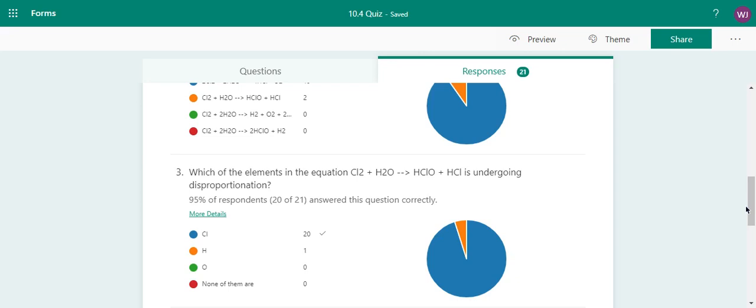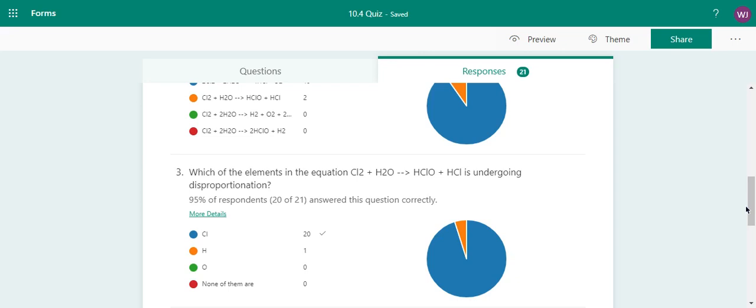So the chlorine on the left-hand side has got a 0 oxidation state. On the right-hand side in the HClO, the oxygen's got O2 minus, the H has got H plus. So the chlorine has to be +1 in that case, and in the HCl it's what it normally is, which is -1. So it's changing from 0 on the left-hand side to +1 and -1 on the right-hand side.